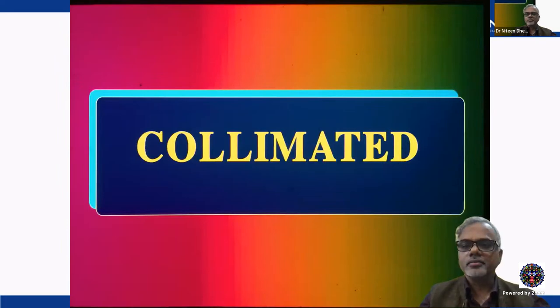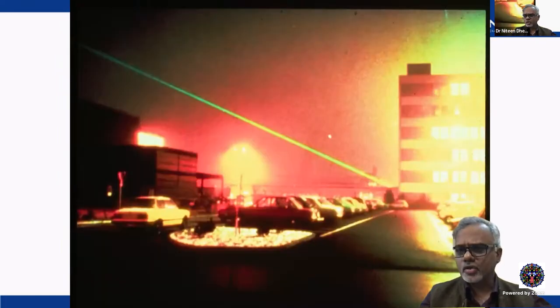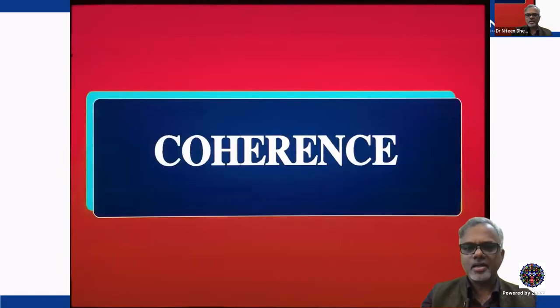What is meant by collimated? Have you seen a laser show? You can see this laser beam. Other light, though it is strong, its intensity doesn't go beyond certain meters. But this laser beam is parallel and has almost the same intensity for kilometers. So this is called collimated, meaning parallel. Ordinary light is not parallel, but this laser light is parallel. So it is monochromatic, and collimated means parallel.